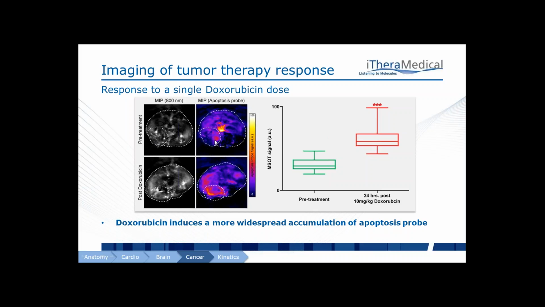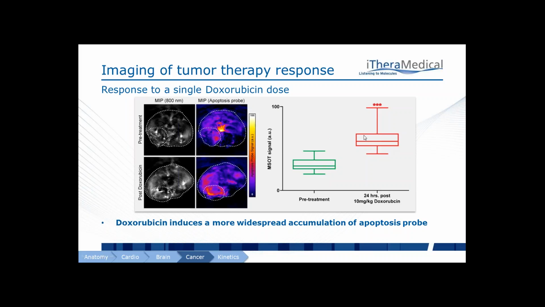We can then image with the apoptosis probe, and we see a small signal in the tumor here. However, after treatment with doxorubicin and we repeat the imaging, we can now see a much more widespread accumulation of this apoptosis probe because the doxorubicin actually induces apoptosis.